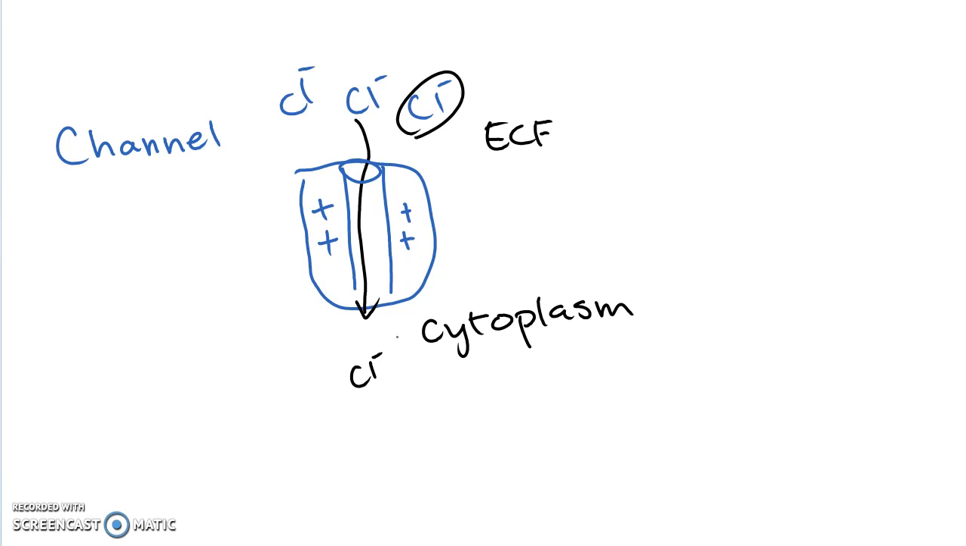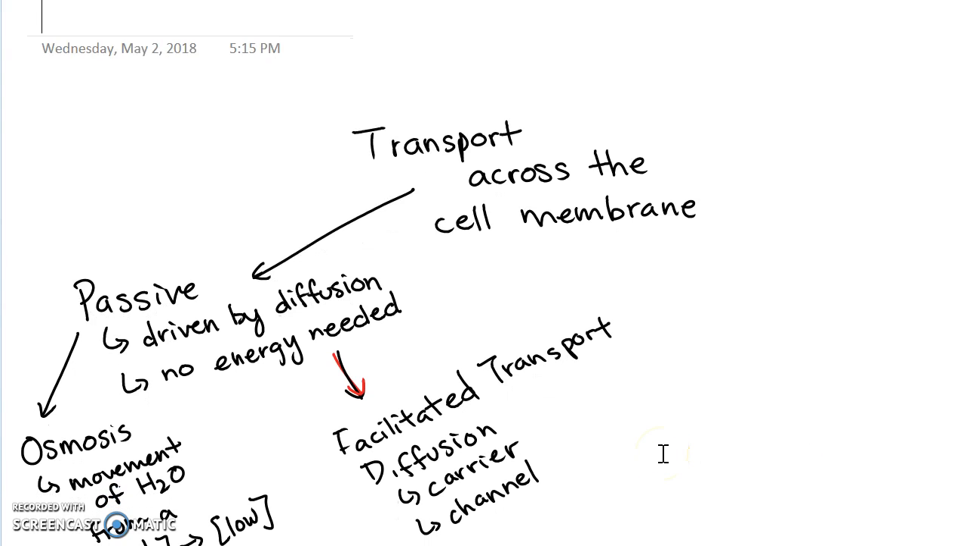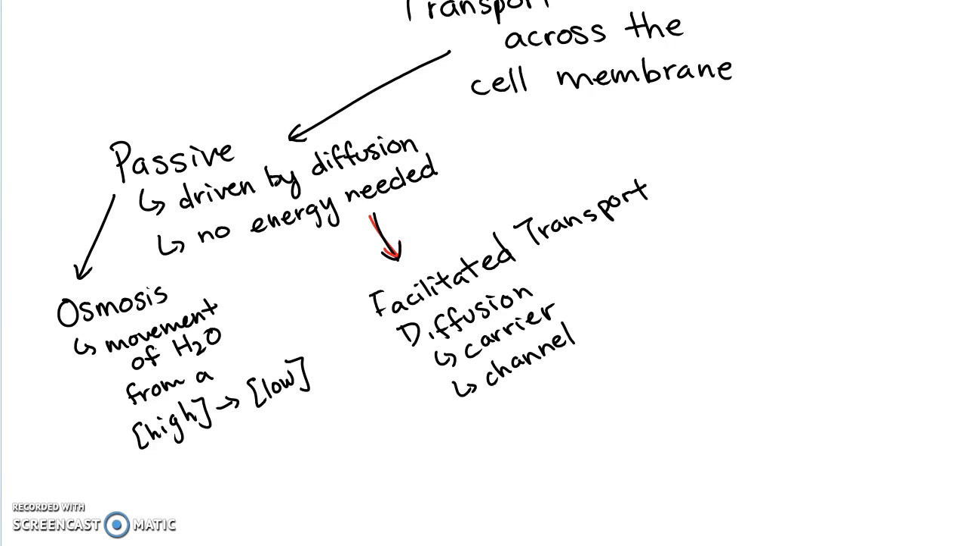So things are still moving from a high concentration to a low concentration, but the channel protein, because the negative charge is attracted to the positive, provides a sort of tunnel for the chlorine to go through. So that is a channel protein, which is part of the facilitated transport system. And you also just have regular passive transport, and that works for smaller molecules.